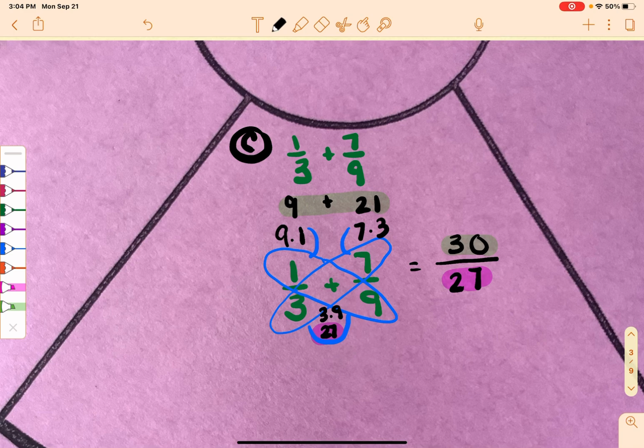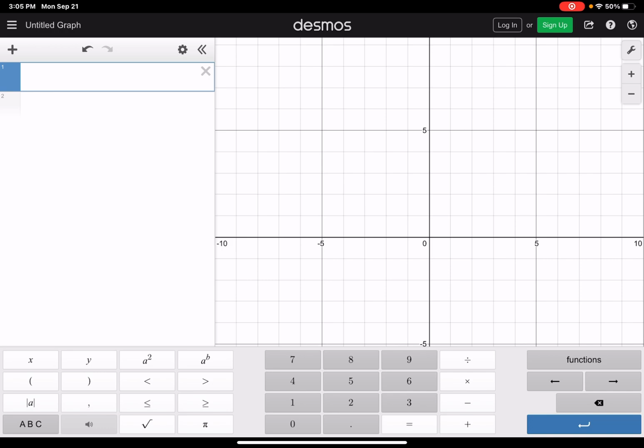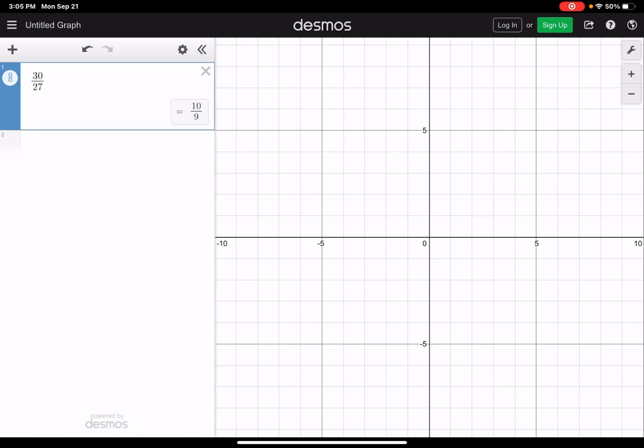So now we're going to take this fraction and put it into decimals and see what we can do to reduce. So I have 30 over 27. I'm going to hit the fraction icon in the blue bar in front. So I get 10 over 9.